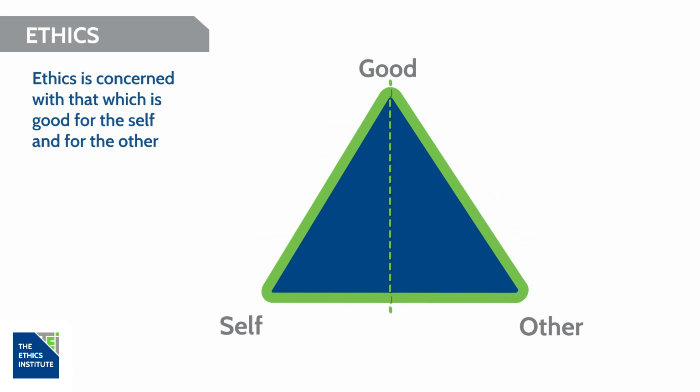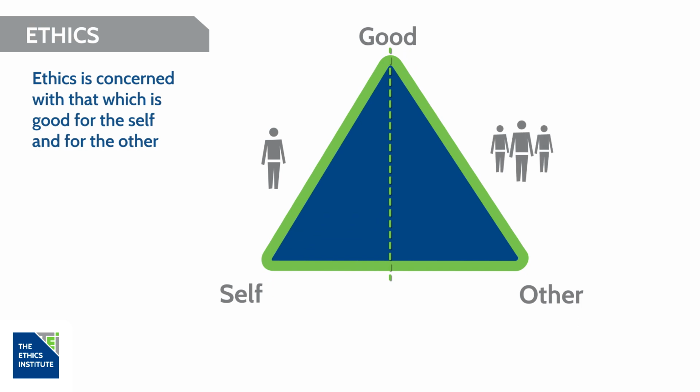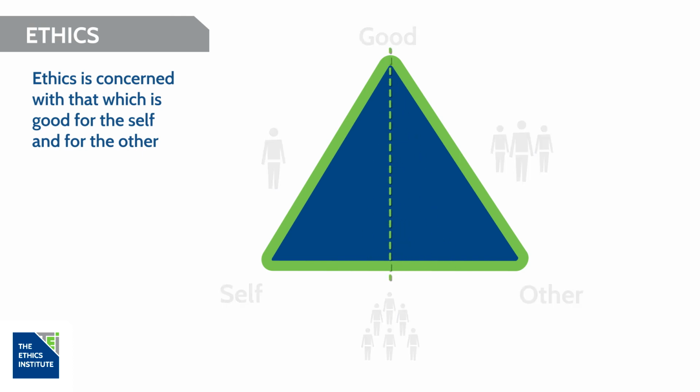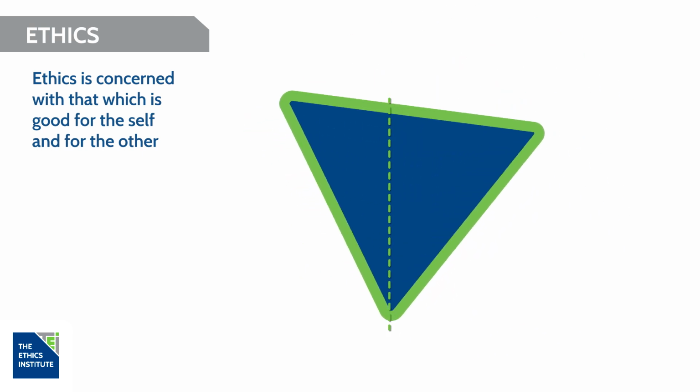Every relationship that exists between individuals, groups, and organizations has an ethical dimension. It becomes very difficult to balance all these relationships every day. It's like trying to balance the triangle on its point when it's turned upside down.